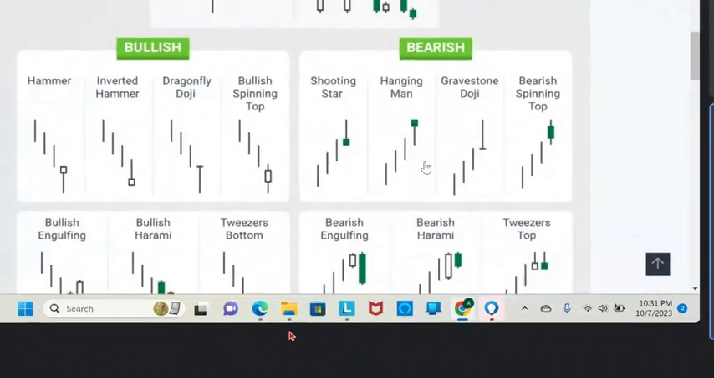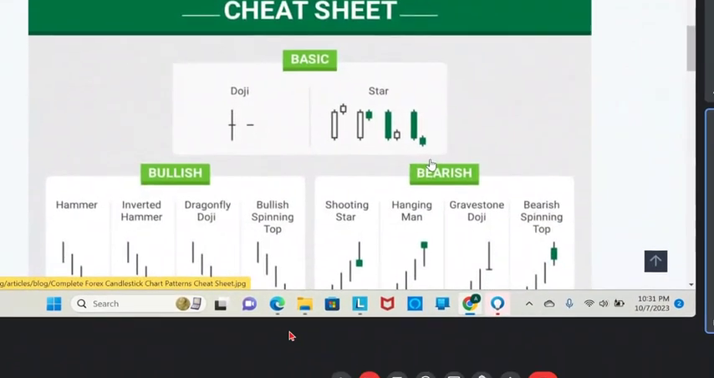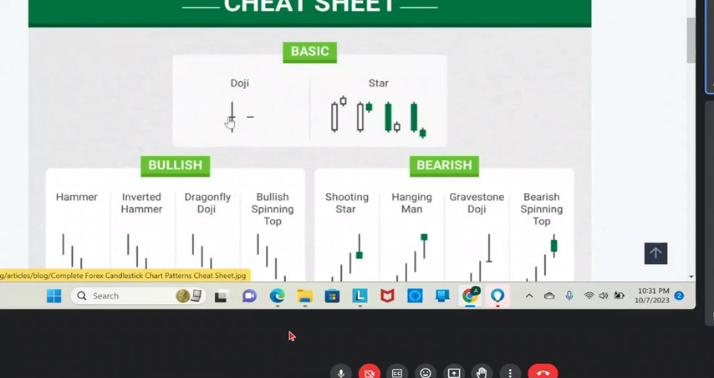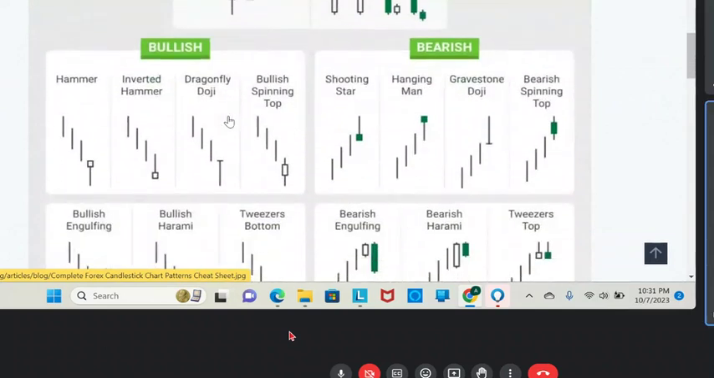Now, hold on, scroll up. So what do we have right there? You see that dragonfly doji? This one. That's a doji right there. But scroll down. We have a gravestone. That's not a gravestone. I think it's a dragonfly. I think the dragonfly doji. That's the one we have right now.